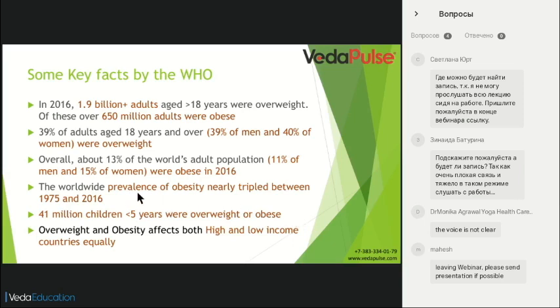And again, the prevalence of obesity, the number of people suffering from obesity, has nearly tripled between 1975 and 2016. Also, it is equally distributed in high and low income countries now.